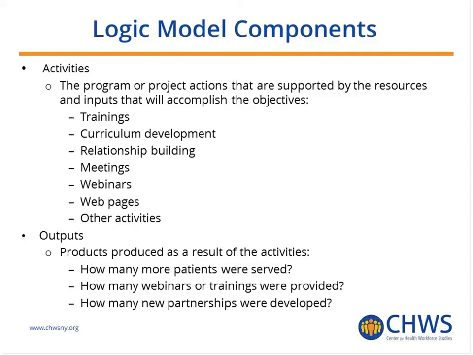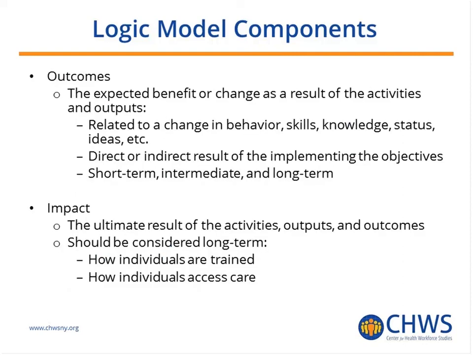Let's talk about what those other things are. So we've talked about outputs. We've trained people. We've had more patients served. So did we, as an outcome, change behavior? Did we change knowledge? Did we change somebody's status or ideas? As you think about outcomes, think about them, again, as I talked about, as short, intermediate, and long term. And think about things like, if we did a training, what's a good example?